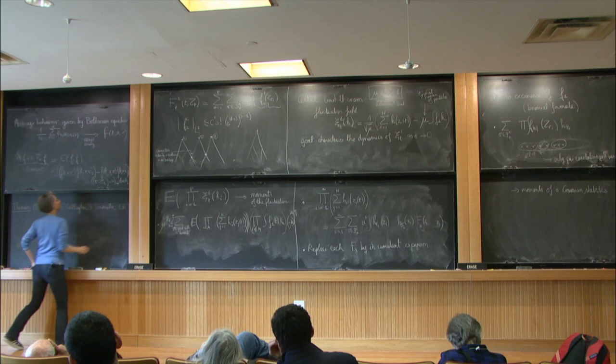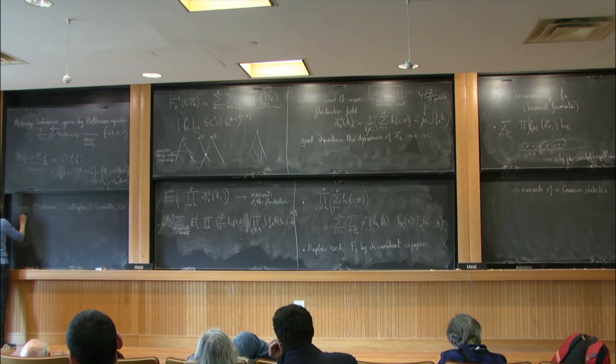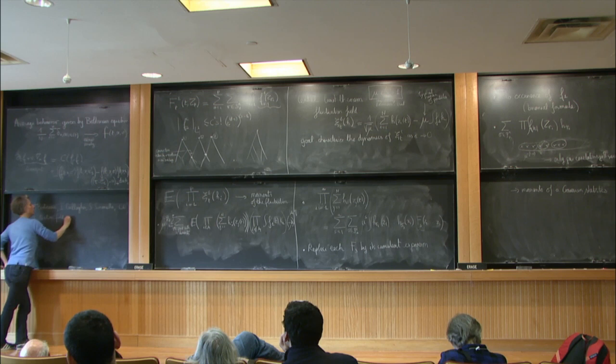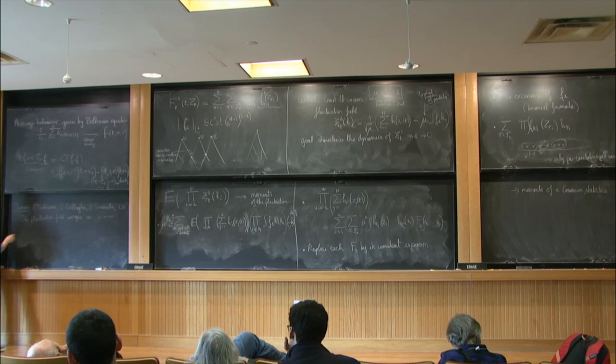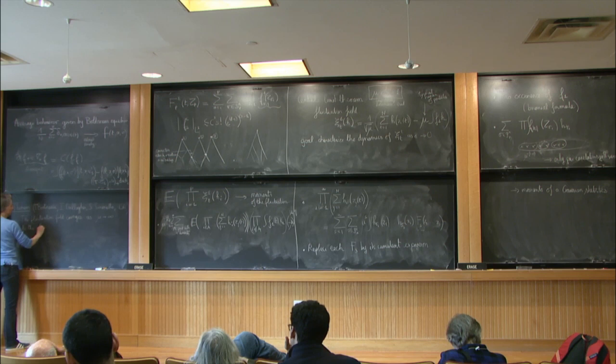Okay, so what you can prove is that the fluctuation field converges, as epsilon tends to zero, or mu tends to infinity, but anyway they are related by this Boltzmann-Grad scaling, to the solution of the Ornstein-Uhlenbeck process.